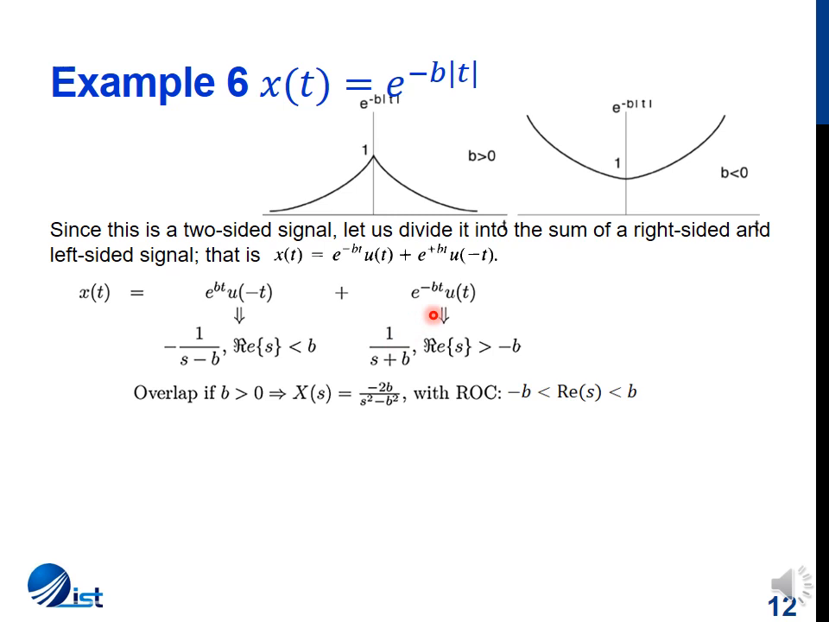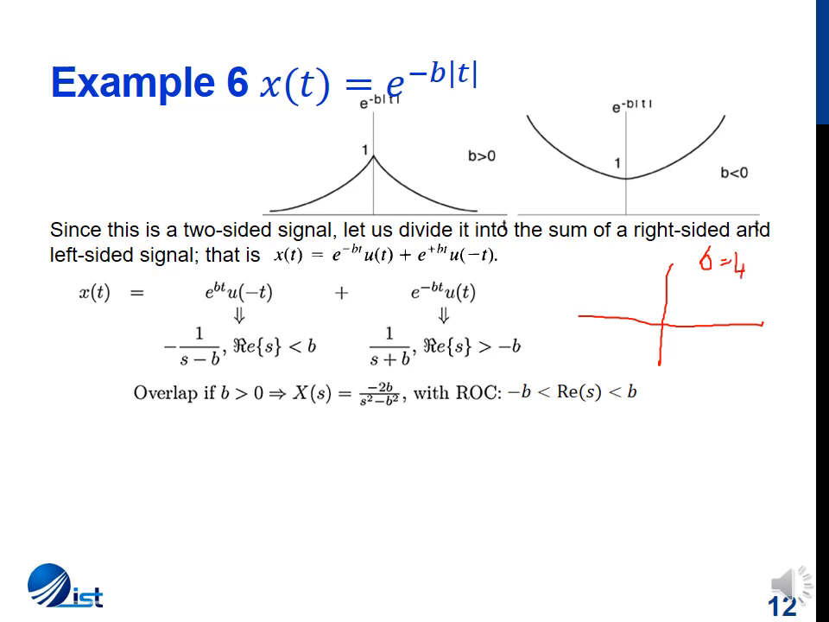Similarly, for this right hand sided signal, the Laplace transform is 1 by s plus b, again applying the formulae or the properties or the examples we've done so far. And since it's a right hand sided signal, the ROC is real part greater than minus b. Let's say that we intend to plot this ROC. So this is our S plane, and say our b is equal to, since b is greater than 0, b is equal to 4.